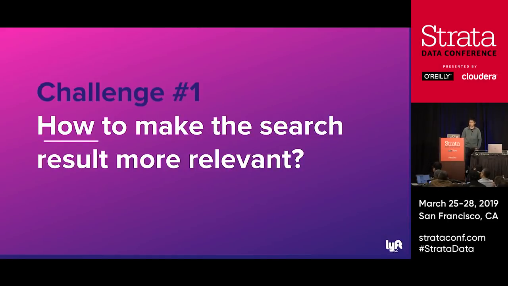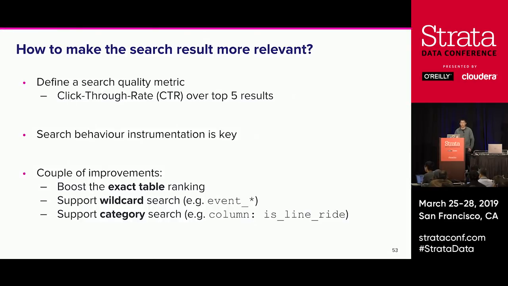When we were building the search service, we encountered a lot of challenges. The first challenge was how to make the search results more relevant. To answer this question, we first defined a search quality metric, because you cannot answer a question without a metric. So we use a metric called click-through rate, which is a typical metric in campaigns, where we measure the percentage of people who click the top 5 results.